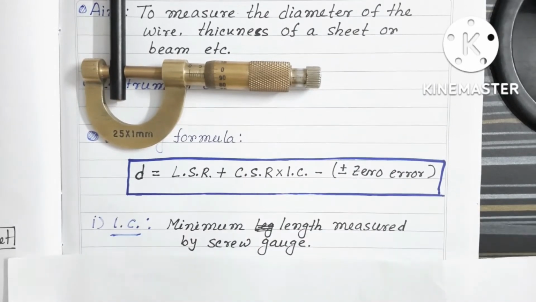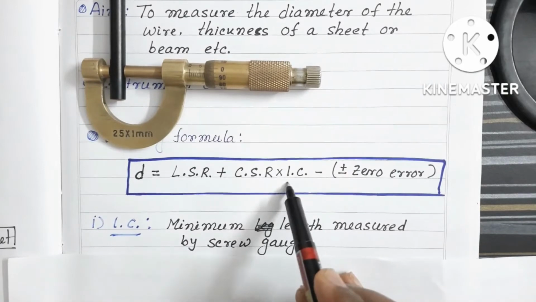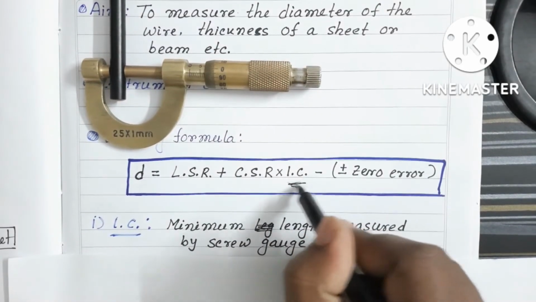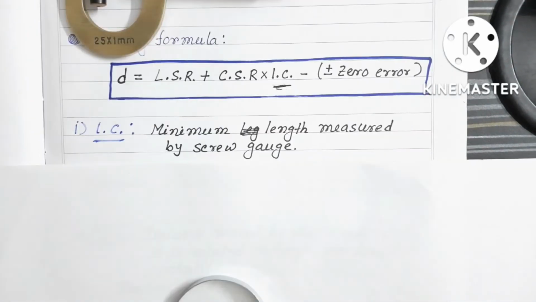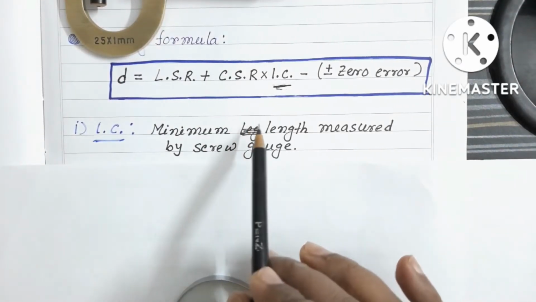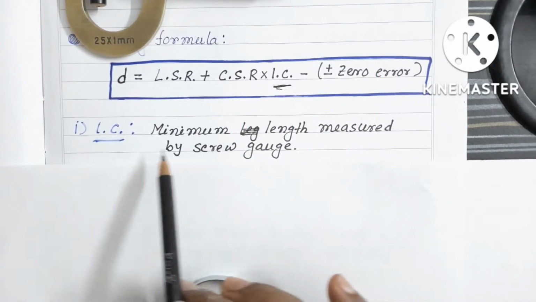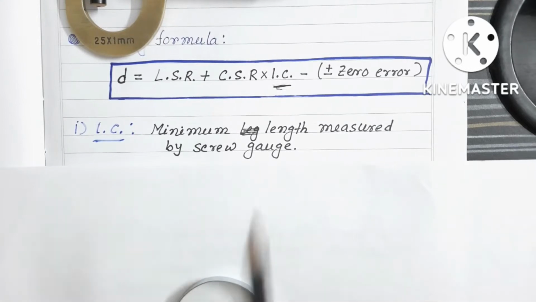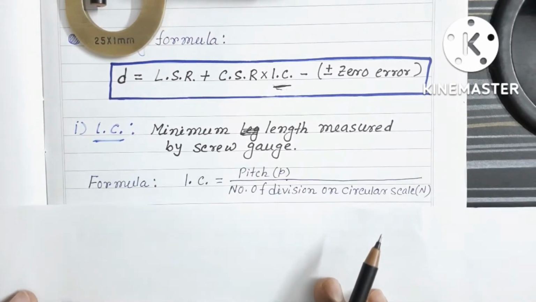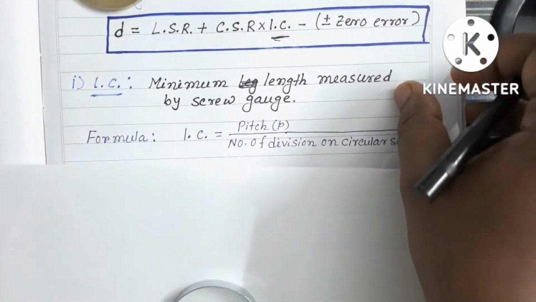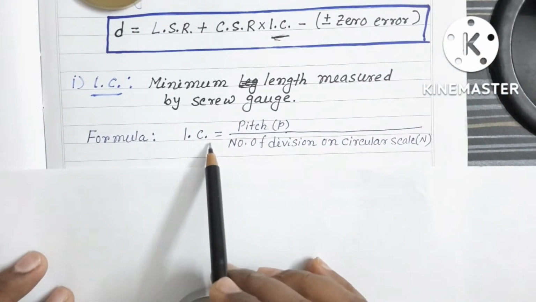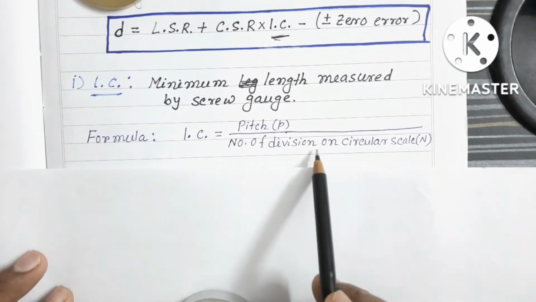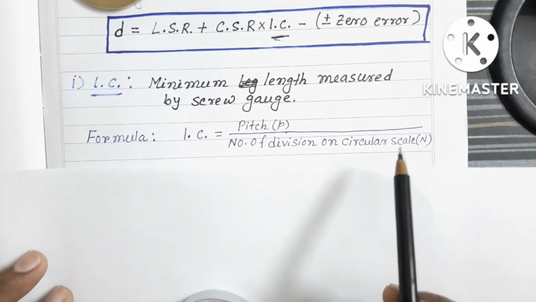So first, what is the least count here? We will discuss the least count first. What is the least count and how do we find it? The least count is the minimum length measured by the screw gauge. For that we will use this formula: the least count is equal to the pitch divided by the total number of divisions on the circular scale.